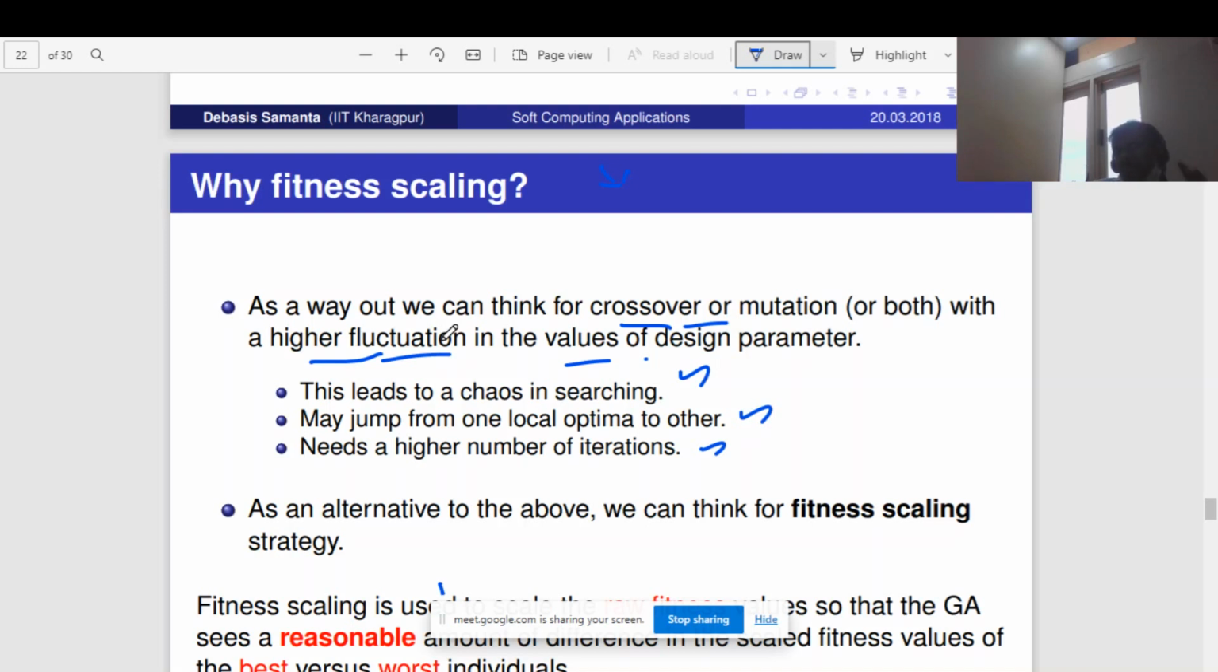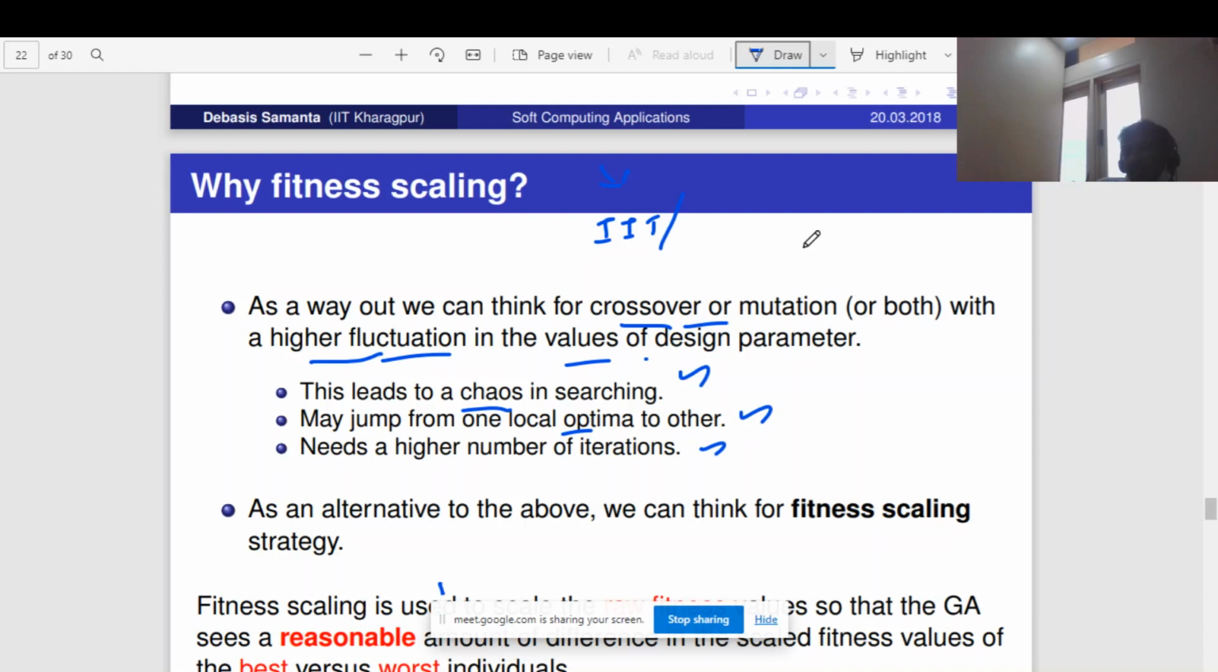Now if Microsoft wants to pick somebody, probably they will go to IITs and IIMs. But somebody says to Microsoft that not all good students are in IIT and IIM; maybe good students are in some other colleges also. But if Microsoft wants to conduct interviews in all the engineering colleges in India, that is not possible at all. That will lead to chaos. They have to do a lot of search, it needs a large number of iterations, and it may jump from one local optimum to another.